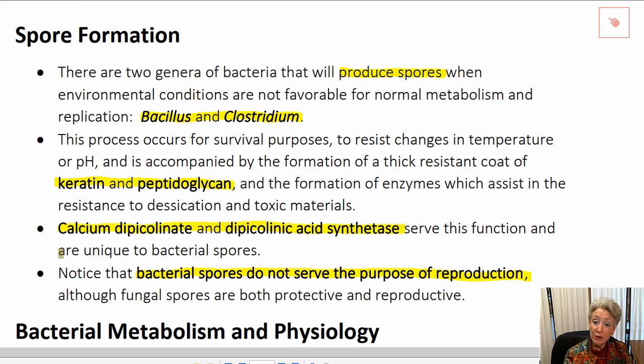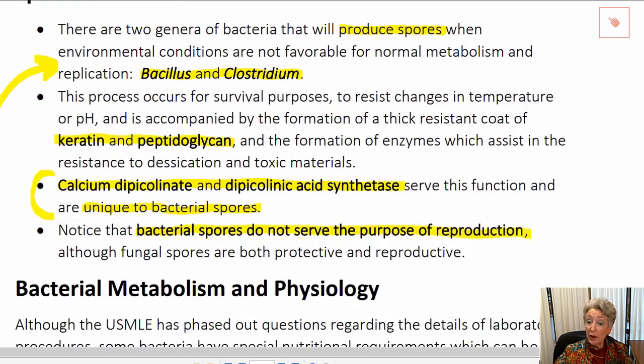So if you see the words calcium dipicolinate or dipicolinic acid synthetase, realize that these are enzymes totally unique to bacterial spores. This is the only place you will find them. So they could technically use the mention of those 2 enzymes to highlight the fact that they are saying that Bacillus or Clostridium are present in that location.